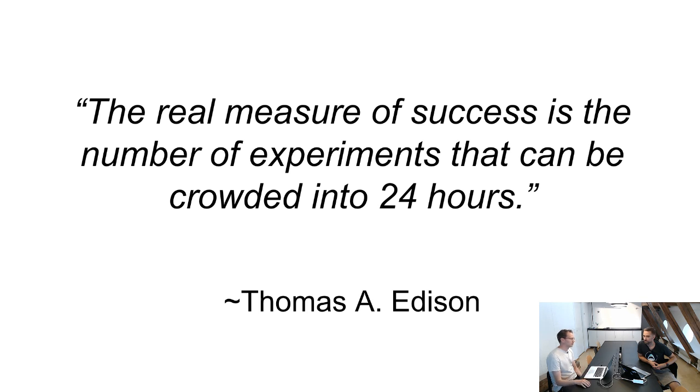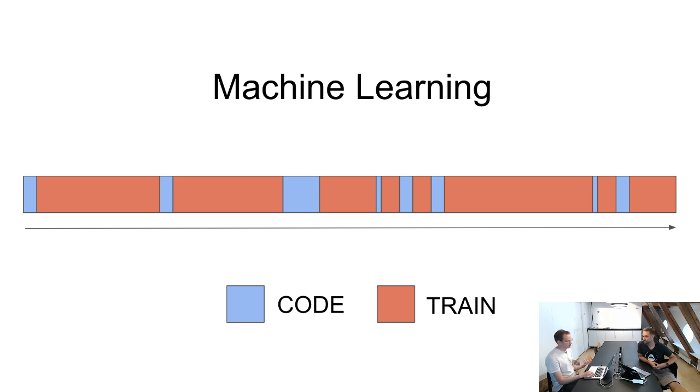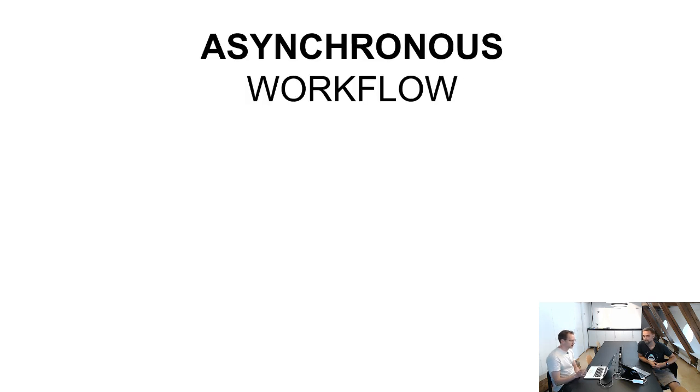So here's a quote from Edison: "The real measure of success is the number of experiments that can be crowded into 24 hours." So if you look at this machine learning time span, you can see that if this is 24 hours, we have, I don't know, 7 experiments total. And if you want to optimize this, how would that look like? The answer is kind of obvious, because the training takes so much time. You want to optimize that.